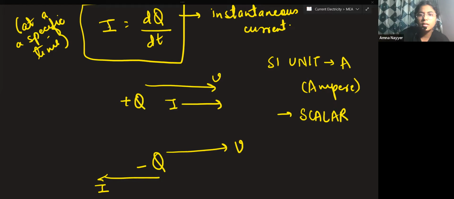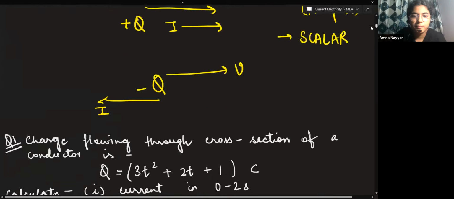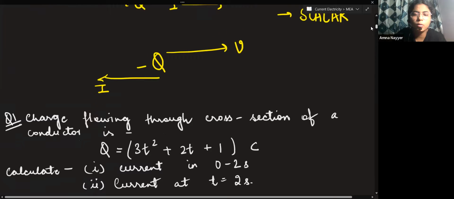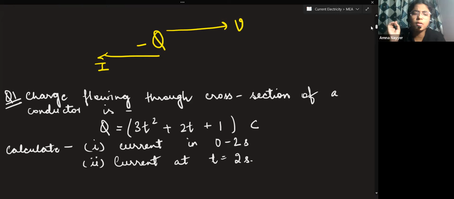One, term time interval. Time interval, this will get clear with this. Look at this question. I think you people have written it by now. Look at this question. This says what? Charge is flowing through a cross-sectional area of a conductor that is given by 3t square plus 2t plus 1 coulomb. This much is charge going.